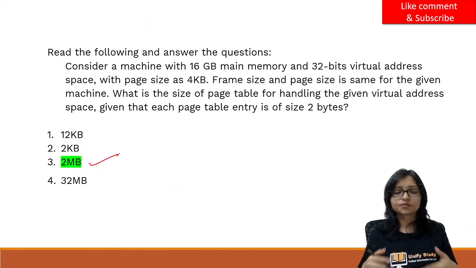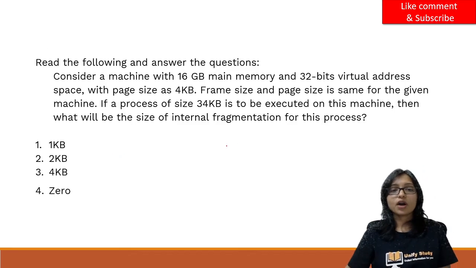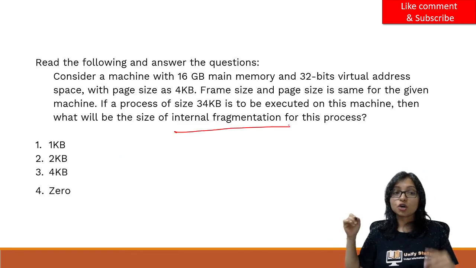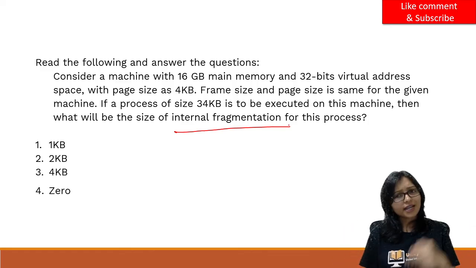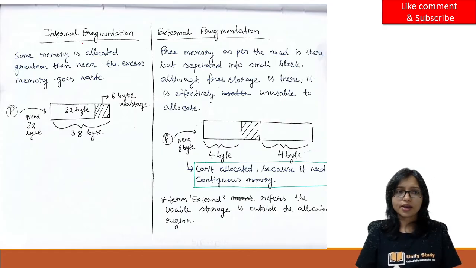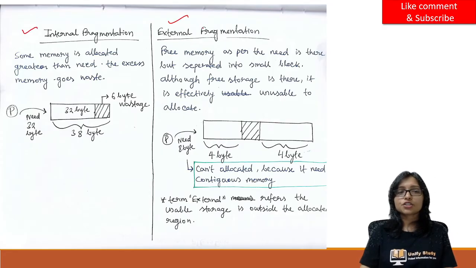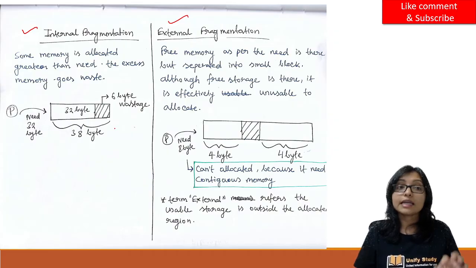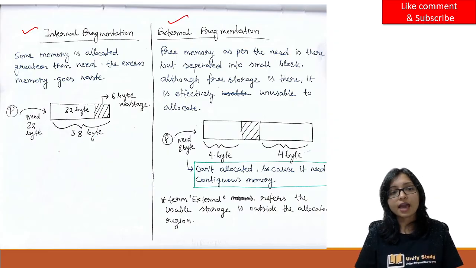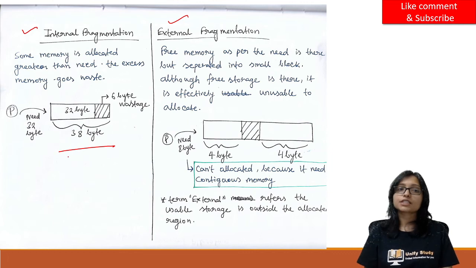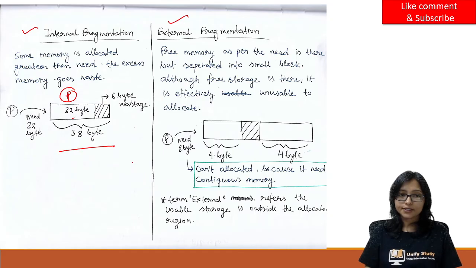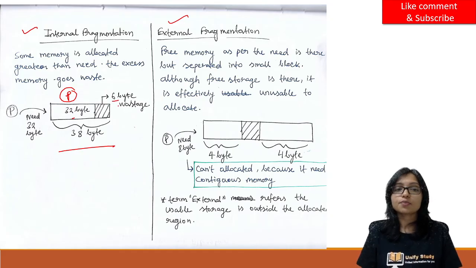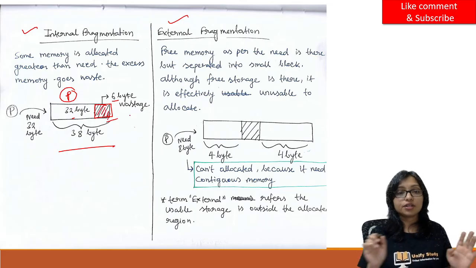It's very easy. Now the last question: what is the internal fragmentation of the process? For that, let's learn internal fragmentation and external fragmentation. Internal fragmentation means I have a 38 byte space, but I am placing a process that is only 32 bytes here. So my wastage is 6 bytes. This wastage of space is called internal fragmentation.